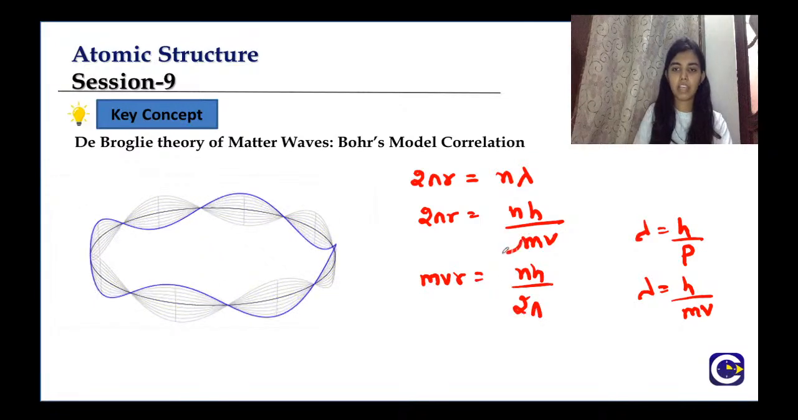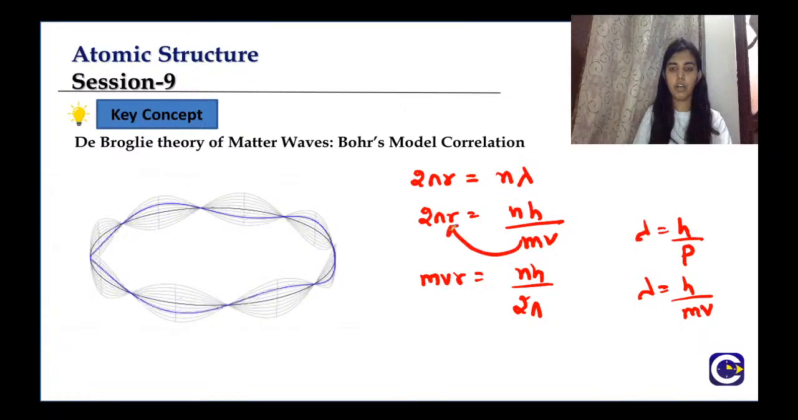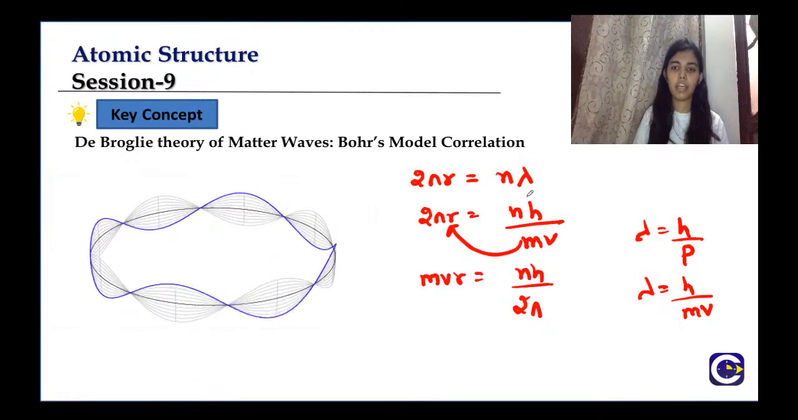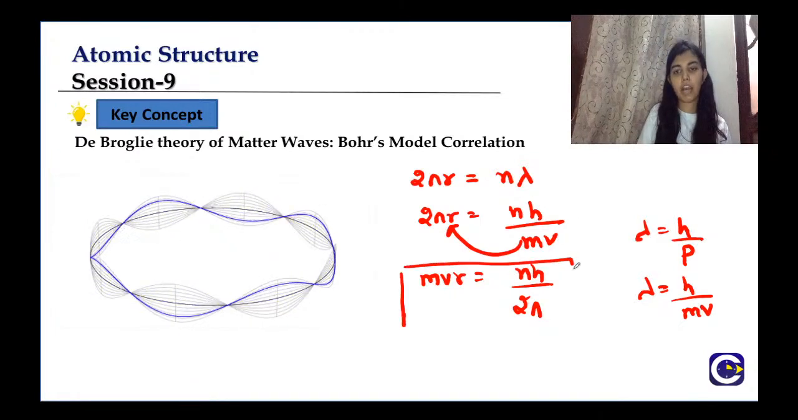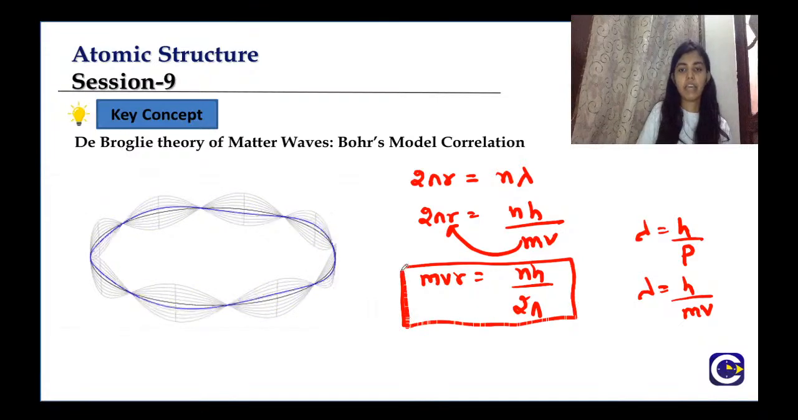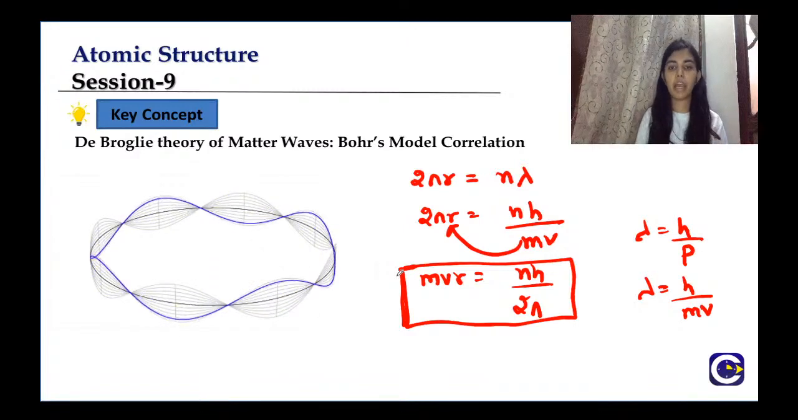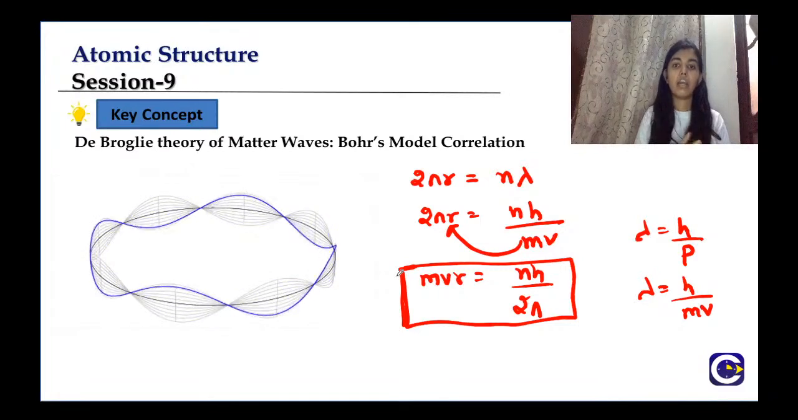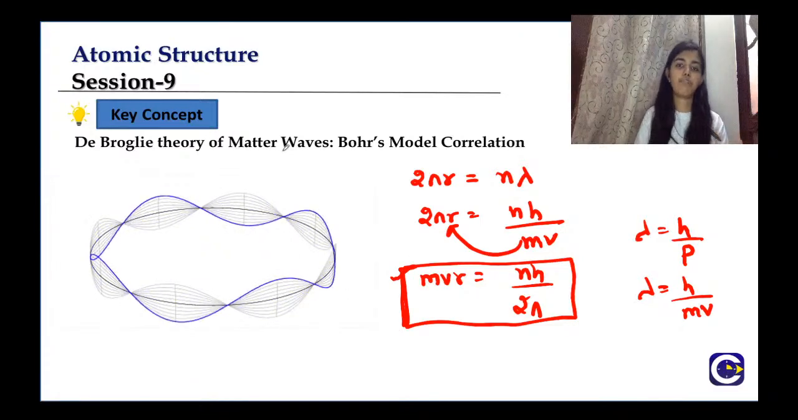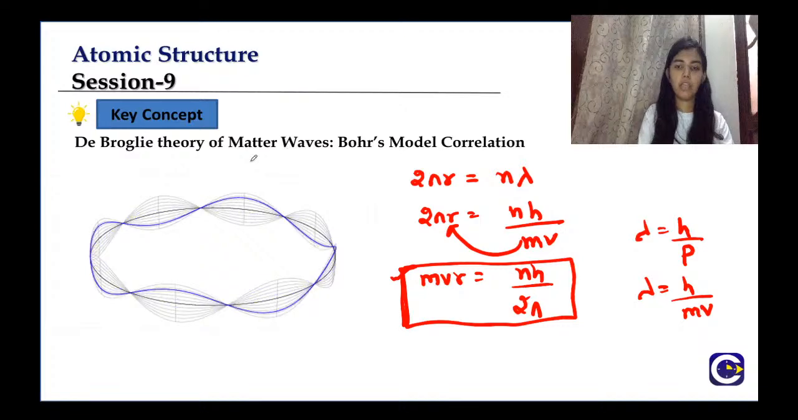What I have done is I have just kept mv on the left hand side and 2 pi in the denominator on the right hand side, right? So this was the formula that was given randomly by Bohr. Bohr only said that mvr equals nh by 2 pi, and could not explain the practical significance. De Broglie explained the practical significance, or how that particular formula can be derived. So this is how the de Broglie theory of matter waves was correlated with Bohr's model.